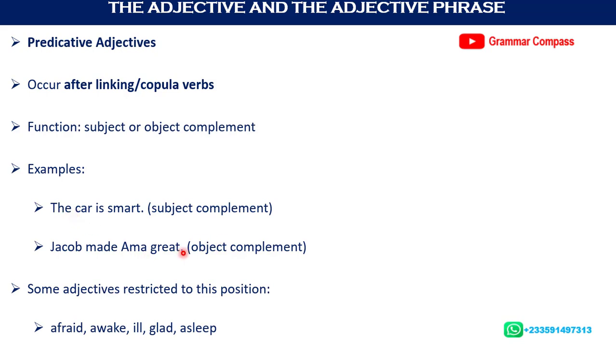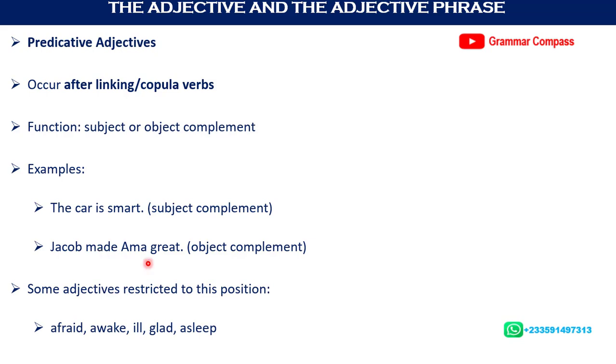For an adjective to function as the object complement, it must not come after a linking verb. It must appear after an object. So for example, Jacob made Amma great. Here, great appears after the object. Anyway, it comes after the predicate. So we can classify it as a predicative adjective.